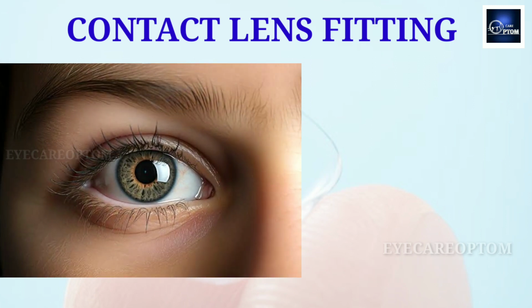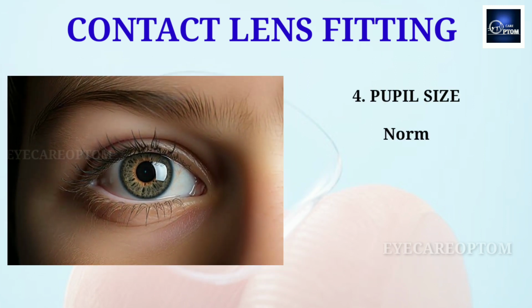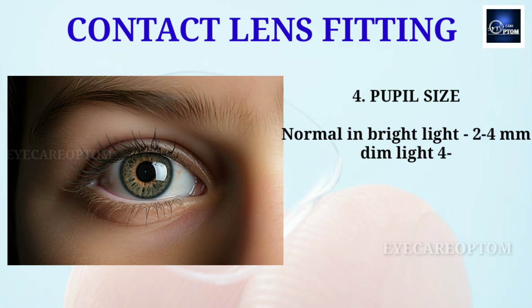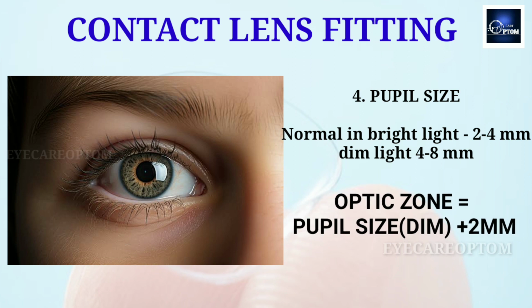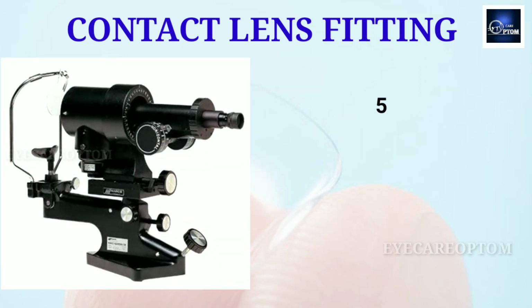Fourth one is pupil size. Normal pupil size in bright light is 2 to 4 mm. In dim light, it is 4 to 8 mm. This pupil size is important to identify the optic zone in contact lenses, and also this should be checked in dim room illumination. Optic zone will be calculated as the pupil size in dim light, and 2 mm will be added to that.